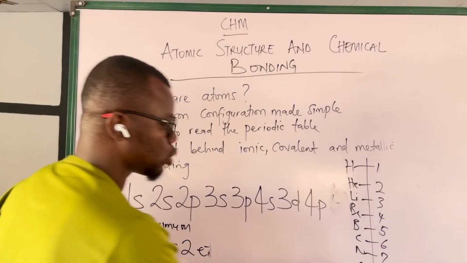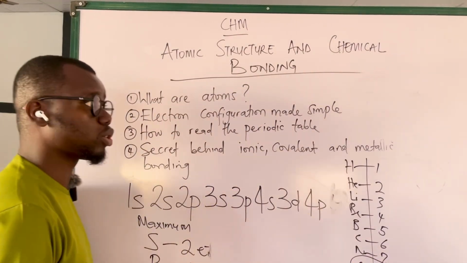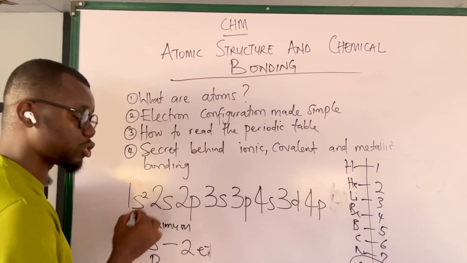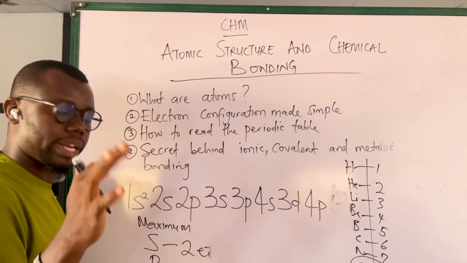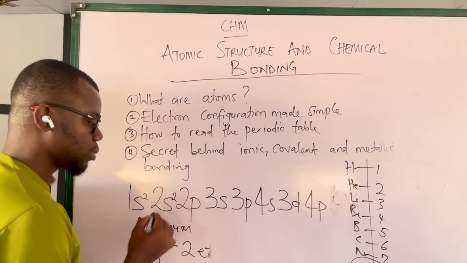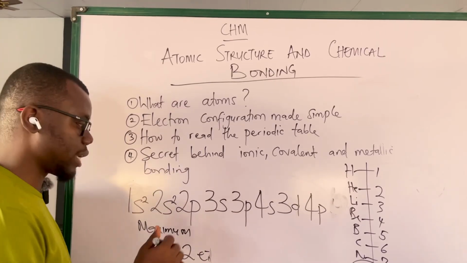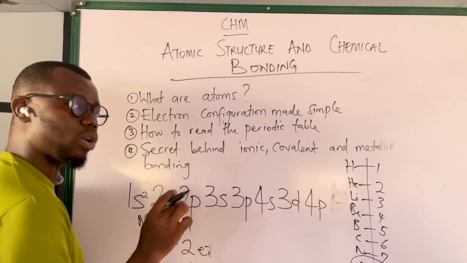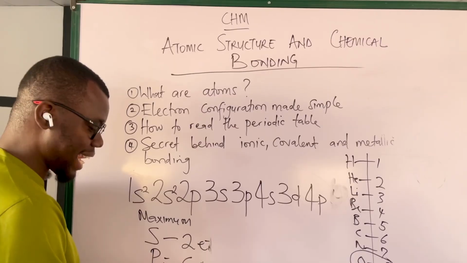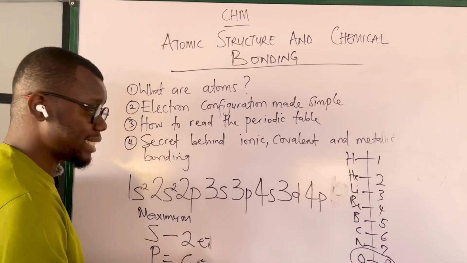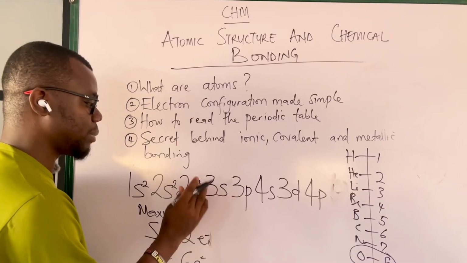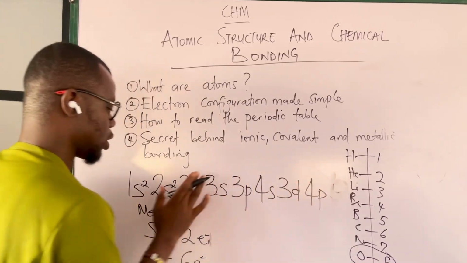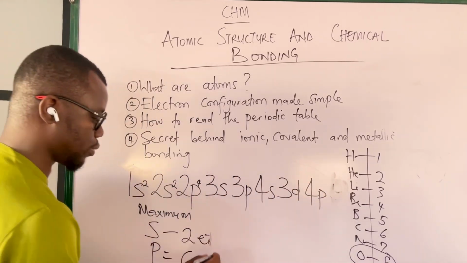Let's say I want to do the electronic configuration for oxygen. This is 1s2, and I'm having 6 more electrons left. This is going to be 2s2, and I'm having 4 more electrons left. This p now can contain as much as 6 electrons. Do you understand what I'm saying? So whatever is remaining is 4 electrons, and that means I don't need these other ones to get my electronic configuration for oxygen.